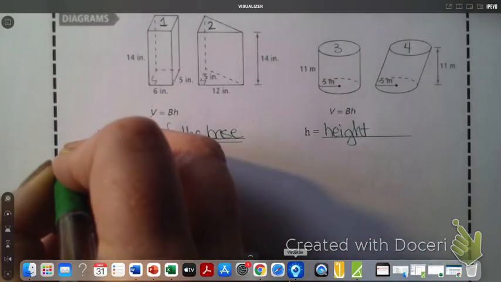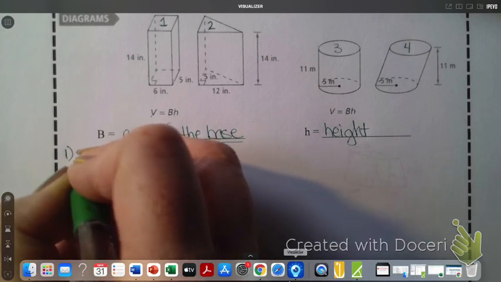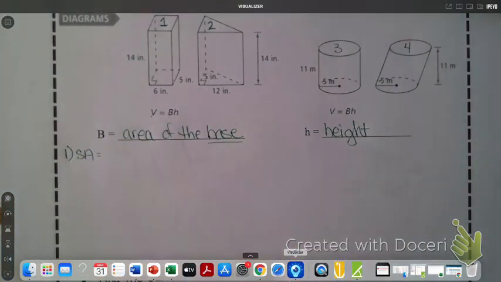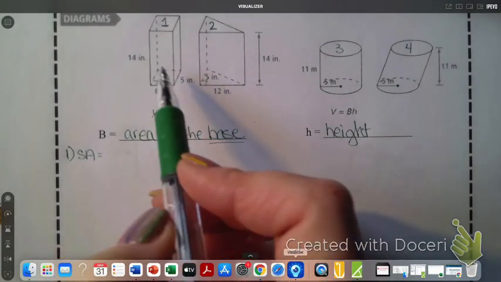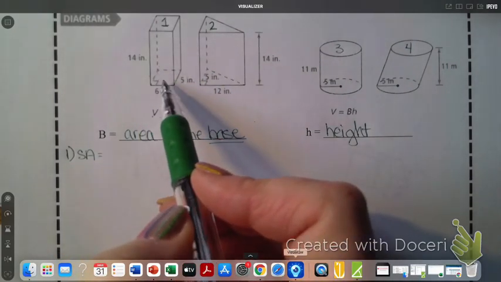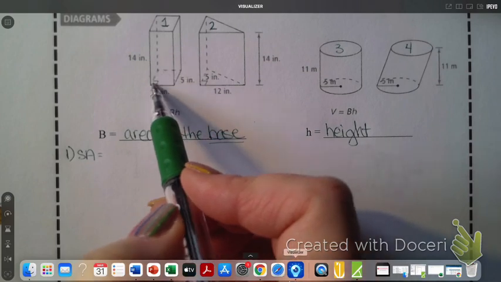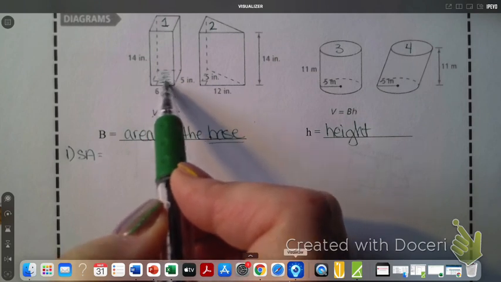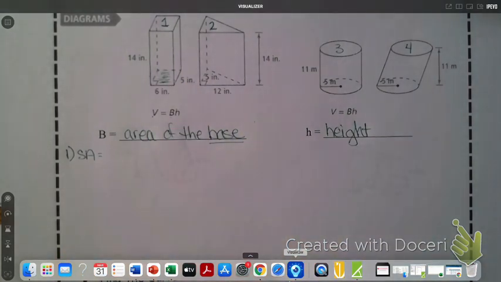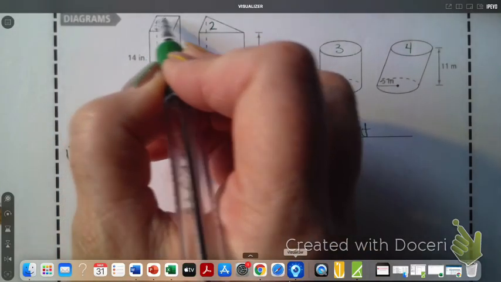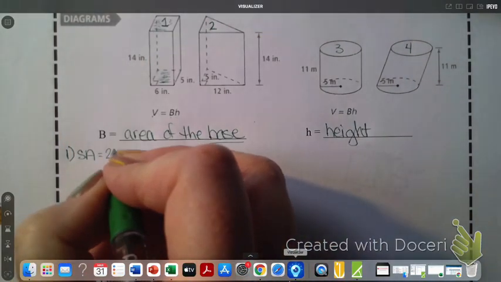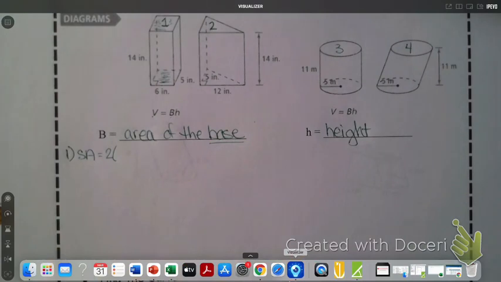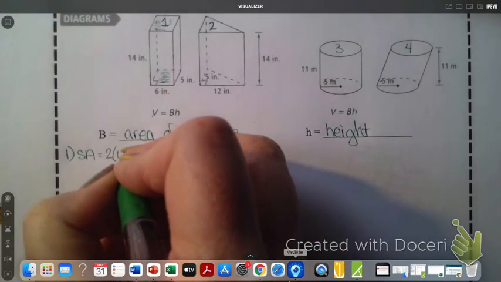So shape 1, surface area. And I don't know exactly if SA is the abbreviation for surface area, but that's what I'm using. But I think it is. I think I'm right. So when you look at this prism, I'm going to always start with the base because that's the way I like to do it. So the area of this base right here is this piece right here, isn't it? Is there another piece that is exactly that same size? Yes. Yeah, the top, isn't it? So I have 2. And how do you find the area of a rectangle? Length times width. So 6 times 5.